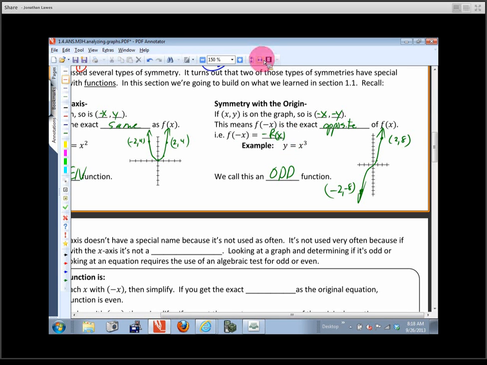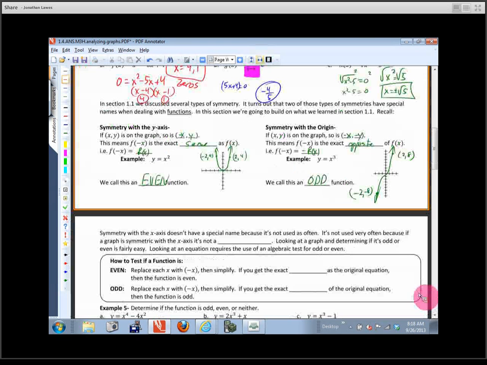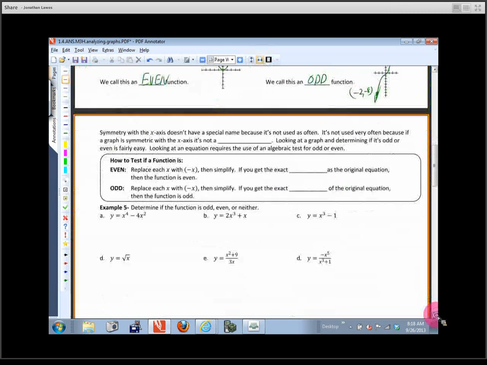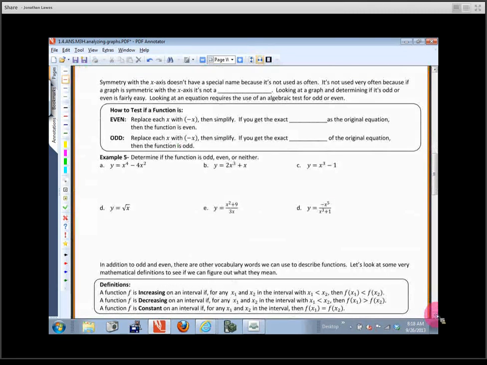Any questions there? Okay, let's look at the next page then. We did talk about one other type of symmetry, symmetry with the x-axis. Does anybody remember why we don't really use that very much? Why do we not care about symmetry with the x-axis? Tammy? Because it's not a function. Okay, it wouldn't be a function.